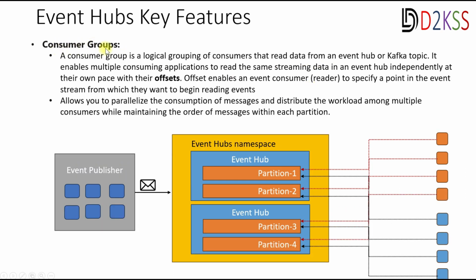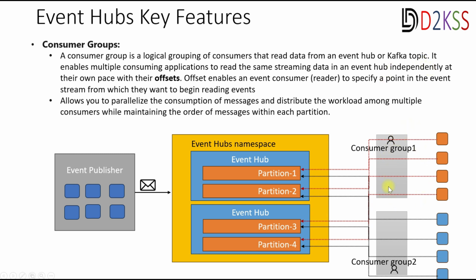Now consumer groups. The consumer group is a logical group, meaning that these 4 boxes belong to consumer group 1. This particular box belongs to consumer group 2. So all these consumers are tagged to a logical group called consumer group 1 and consumer group 2. So a consumer group is a logical group of consumers that reads the data from the event hub or Kafka topic.